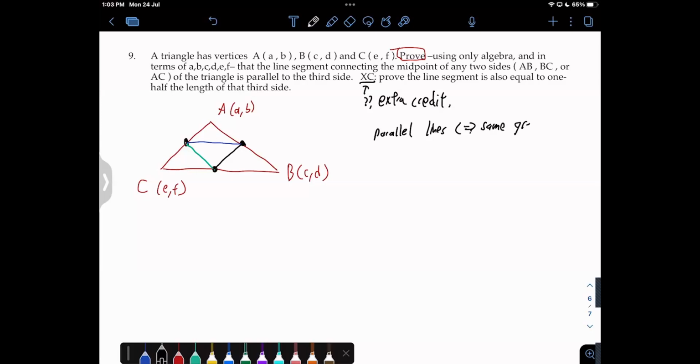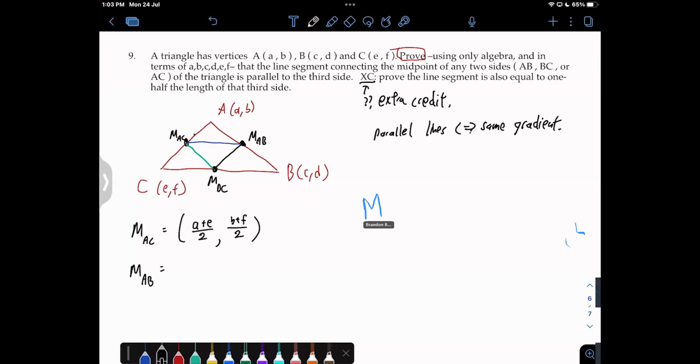So this is coordinate geometry, right? How do you find the gradient of this line? Let's call this M_AC, M_AB, M for midpoint. And the midpoint of BC. How do you find the midpoint of AC? The x coordinate is A plus E divided by 2. Then the y coordinate is B plus F divided by 2. Then we just find all the others. M_AB: points A and B, A plus C divided by 2, then B plus D divided by 2.